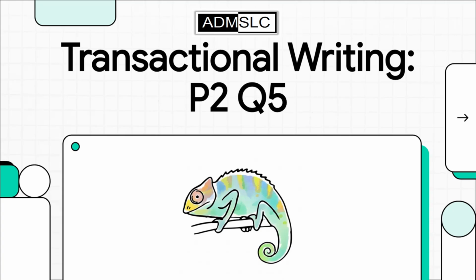Okay, let's dive right in. We are tackling the big one today. Paper 2, Question 5, you know, the transactional writing task. It's the final hurdle in your English language GCSE, and it's worth a massive 40 marks. Honestly, mastering this is an absolute game changer for your final grade.